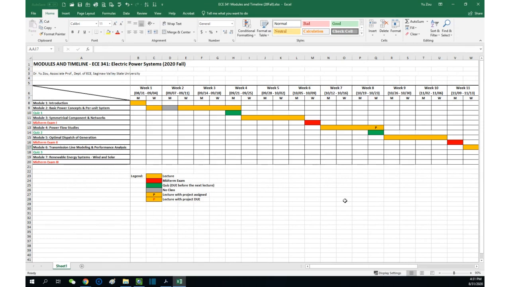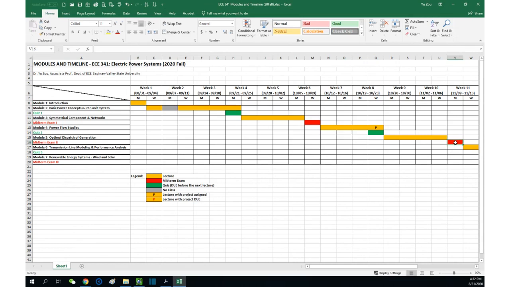Does that mean that for the first midterm, it would be modules 1, 2, and 3 that would be assessed on midterm 1? Correct. Good question. Let me talk about the coverage. Midterm 1 is here, right after module 3. So midterm 1 covers modules 3, 2, and 1.